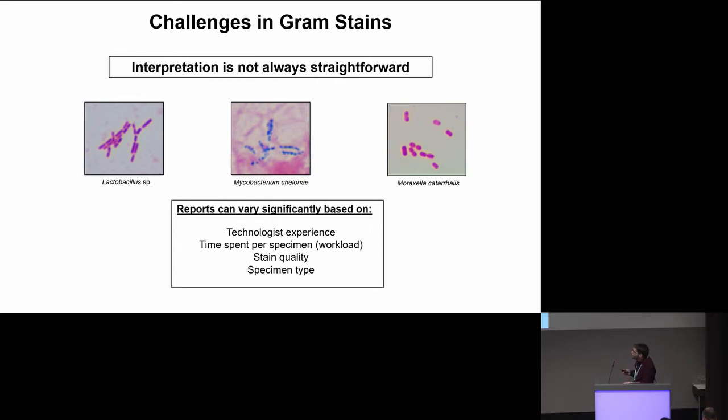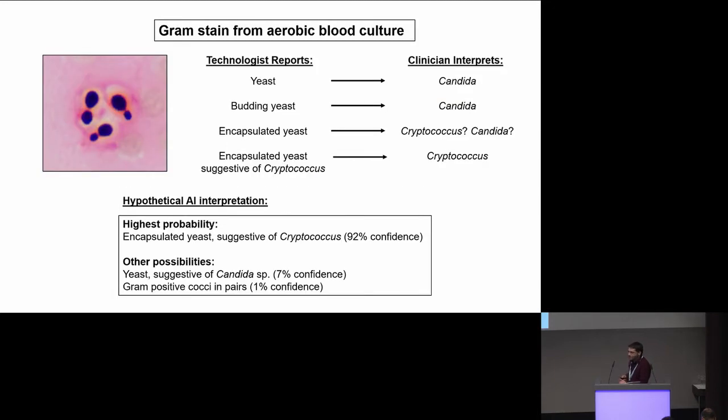So reports in clinical micro can vary pretty significantly based on technologist experience and time spent per specimen. Now, I remember someone said previously that AI is not as good as pathologists who have unlimited time, and our technologists definitely do not fall under the unlimited time category, because they can only spend a very short amount of time per specimen because of our volume. Stain quality and specimen type can also impact this, and I would like to illustrate this with an example here.